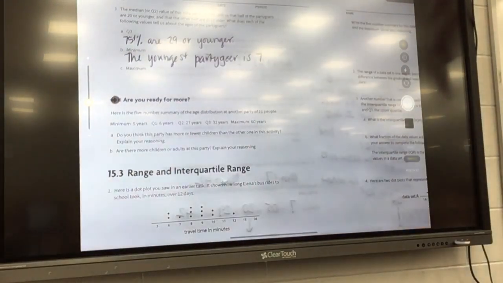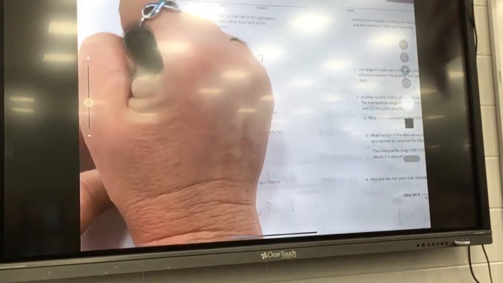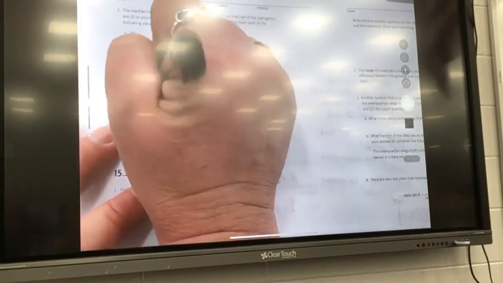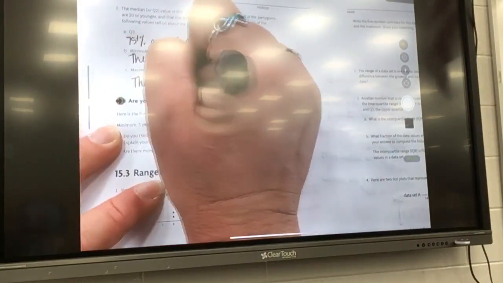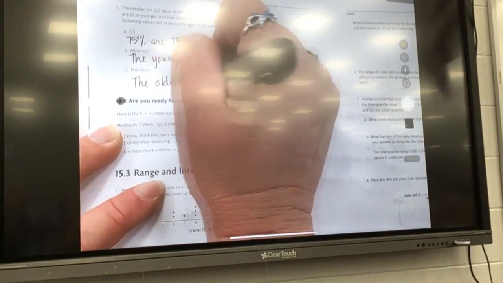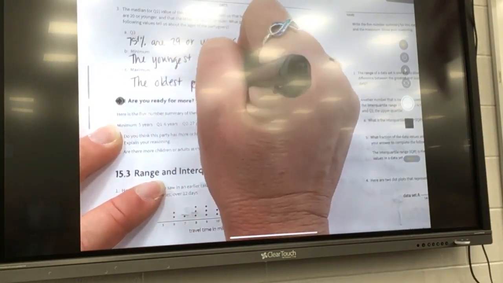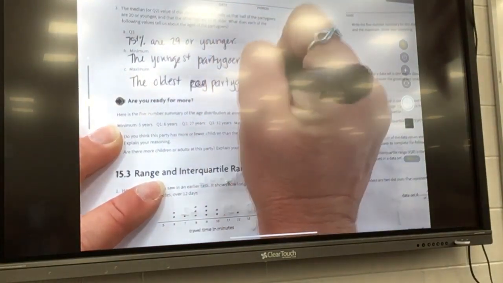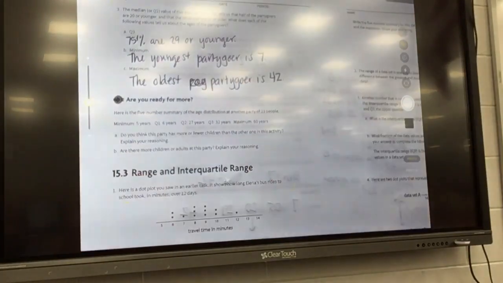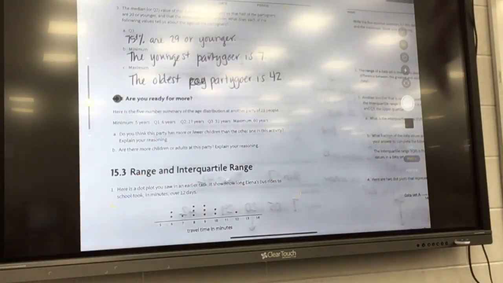Okay, and then obviously, what do we know about our maximum? Yes. The oldest is 22. Yes. So the oldest party goer is 42. All right, what do you guys think? Not terrible? Okay, makes a little bit more sense. It's a little bit more context from what we did yesterday, so we're kind of putting it into something now.